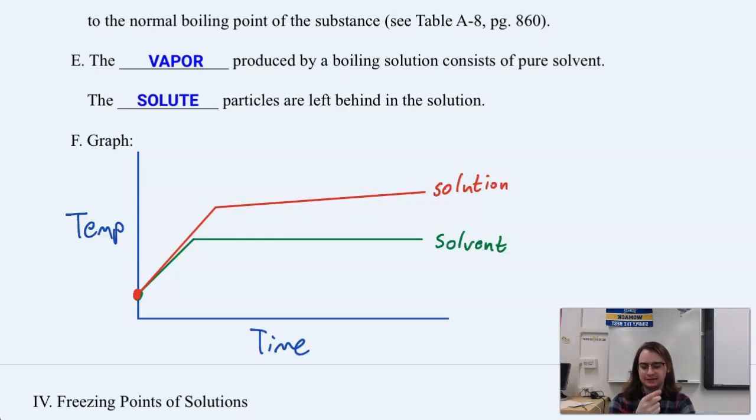Well, I want you to think about that statement that we just said previously. As the solvent boils, what's left behind? Well, the solute is left behind. So if the solvent is going down, decreasing, but the solute is staying, wouldn't you agree then that the concentration of the solute is increasing?